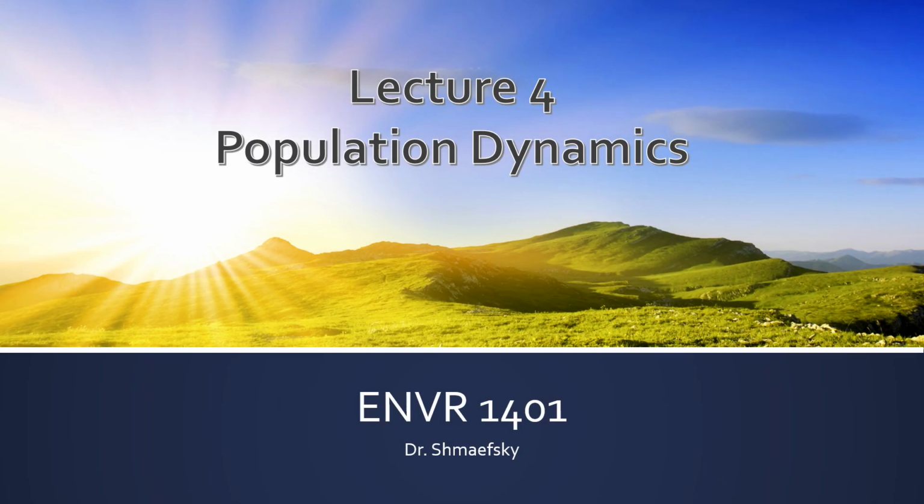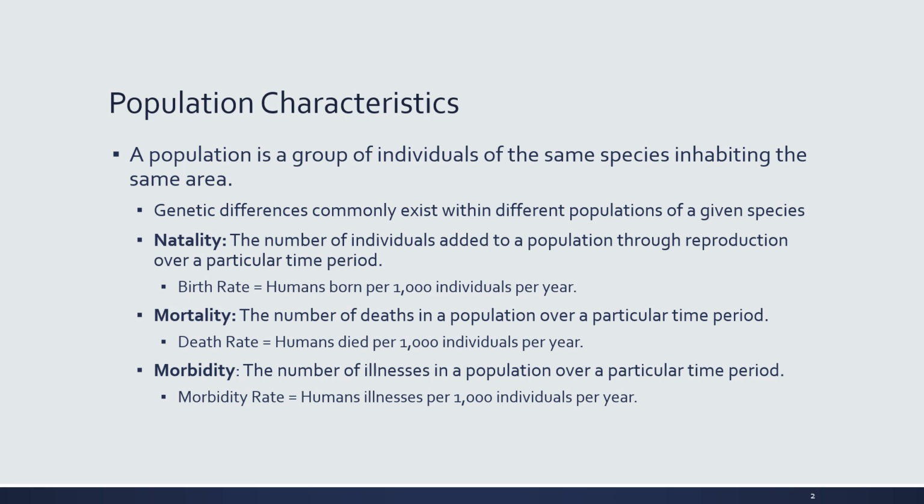Hello class, this is lecture 4 of Environmental Science 1401, and we're going to be introduced to the topic of population dynamics, looking at how animals and humans tend to reproduce in their environment. So there's some key terms we need to know when we look at population dynamics. And again, what we're looking at is mostly sexually reproducing creatures, although some of this does correspond to creatures that asexually reproduce. That means reproduce without the benefit of mating.